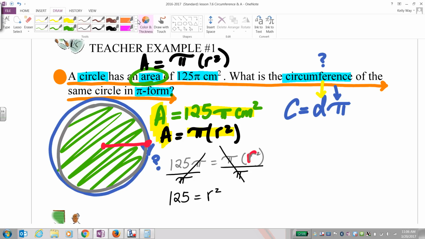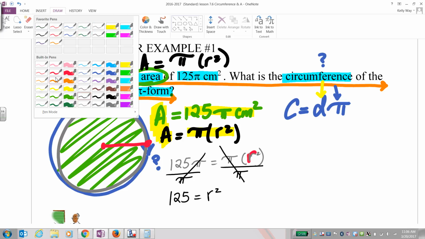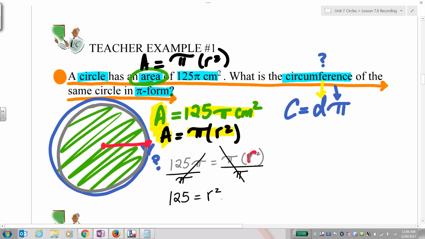The opposite of squaring is square rooting. The opposite of squaring is not dividing by 2, it's square rooting. I'll give you 10 seconds. I'd like you to find the square root of 125 on your own.